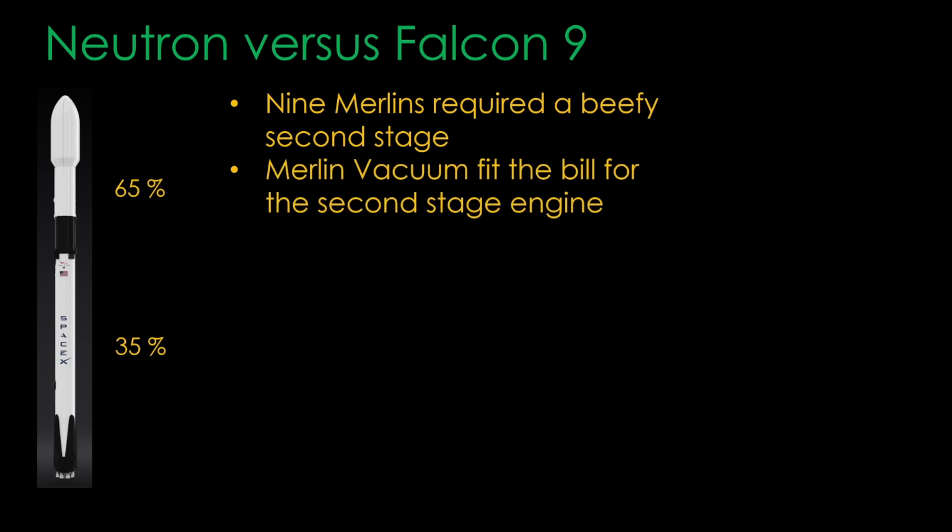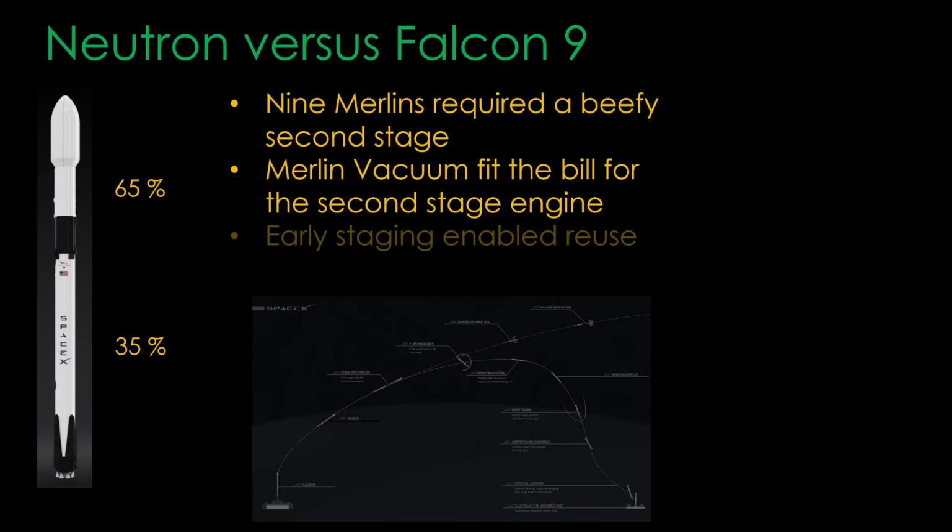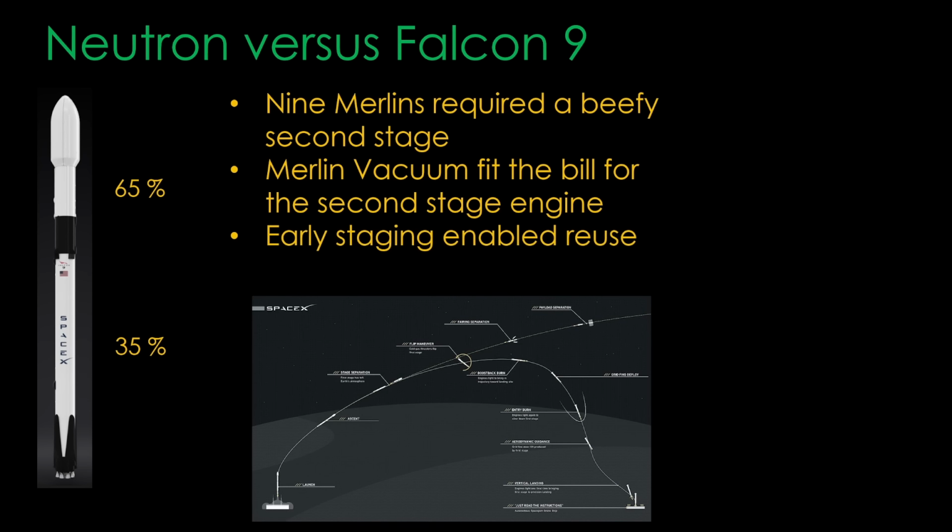The second was that a Merlin vacuum engine was the right thrust for that beefy second stage, so the overall design made sense. And the third was that the early staging that came with this architecture meant that the booster was low and traveling slowly for a booster, and that made the possible reuse a lot easier to develop. The main requirement for Falcon 9 was to meet the NASA commercial resupply contract and start flying quickly, and that's a big reason why it was based on the existing Merlin engine.